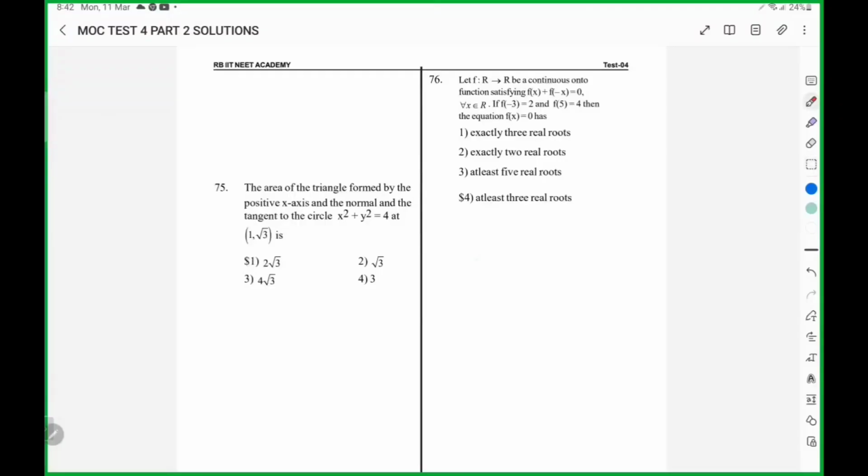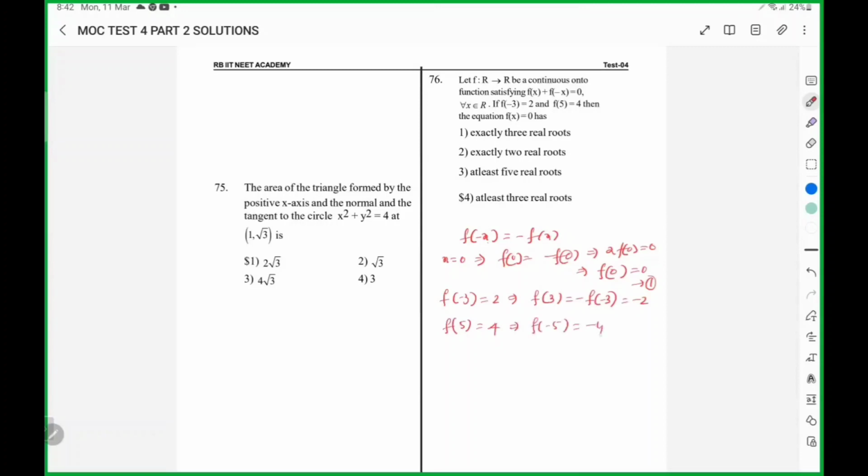f from R to R is a continuous function. f of minus x is minus f of x. When x is 0, 2f of 0 is 0. It's one piece of information: f of minus 3 is 2. If you substitute minus 3 in place of x, you get minus f of minus 3. Like this, f of 5 is 4. f of minus 5 will be minus 4.